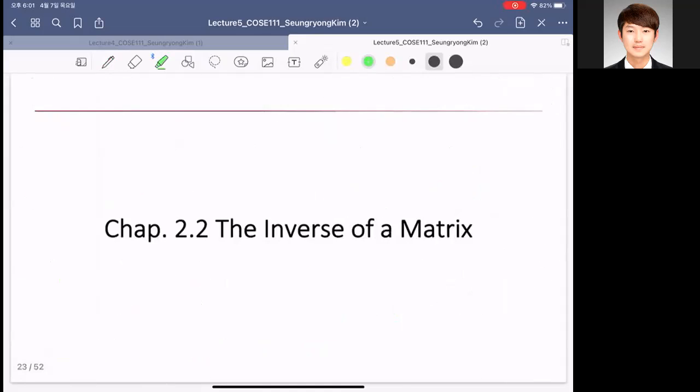Question. In chapter 2.1, we discuss some properties of the matrix and matrix multiplication, right? Why do we have to know that? So from now on, we will work in the AX is equal to B in matrix domain, and we will solve this kind of linear system in a matrix with a matrix operation.